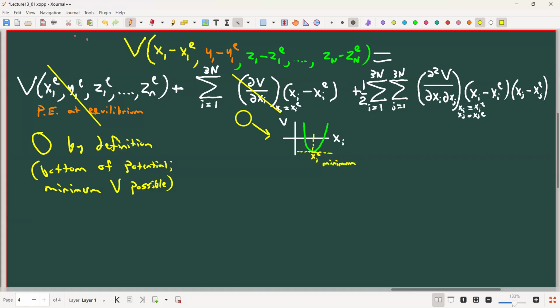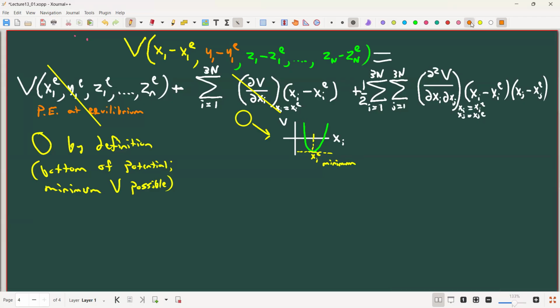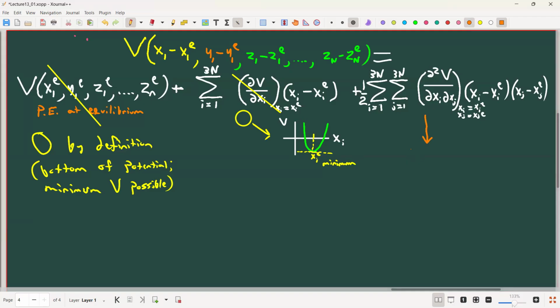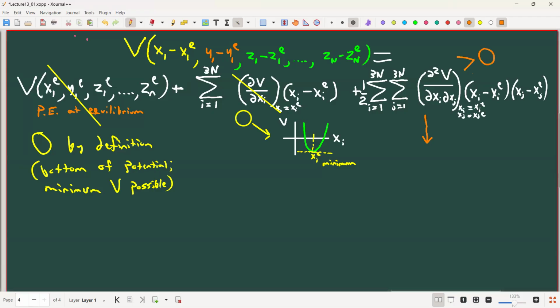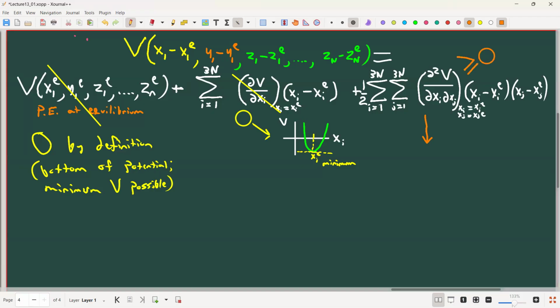So all we're left with is the second derivative, which tells you something about the curvature of the function. But remember, we're at the minimum. Because we're at a minimum, the second derivative has to be positive. It's convex up at a minimum. It just looks like this at the bottom of that potential. So this number is always positive. I should say it's greater than or equal to 0. It could be 0.